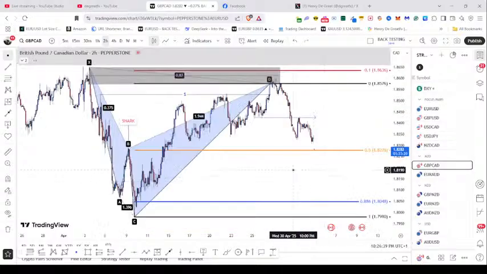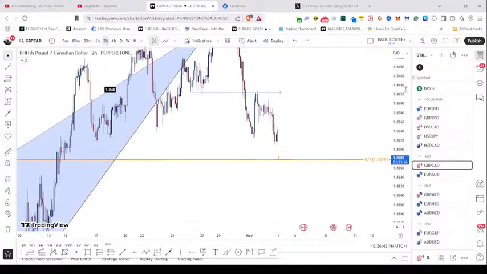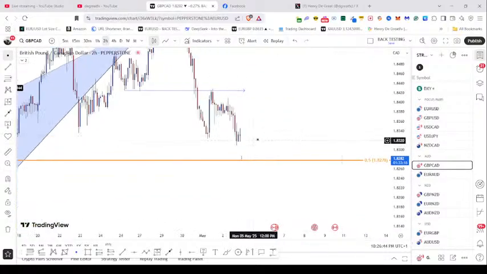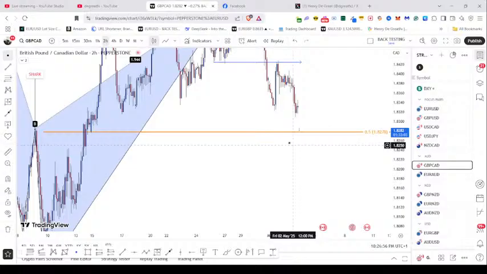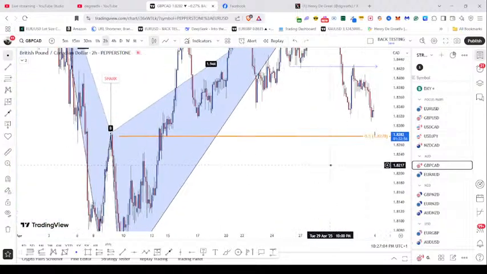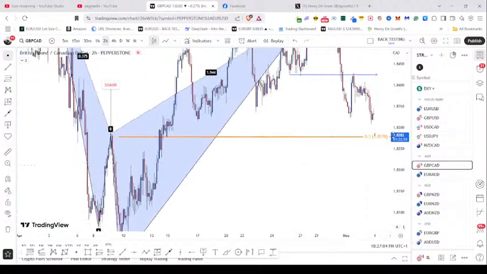Now for GBP CAD, this is a very massive gap down right now to this key level. I don't know what happened. Price might push all the way up to clear off, to balance, or to fill up this gap. But you can see how price tagged at this 0.5 level, which is 1.8278. We are still having this bearish Shark.